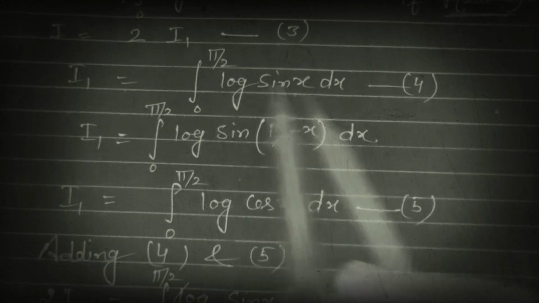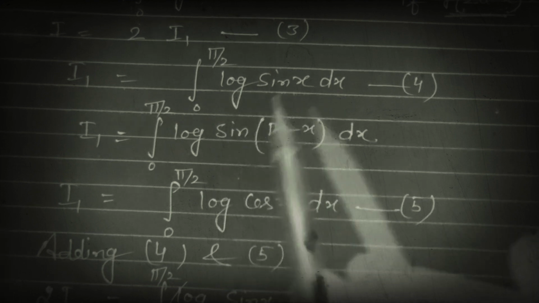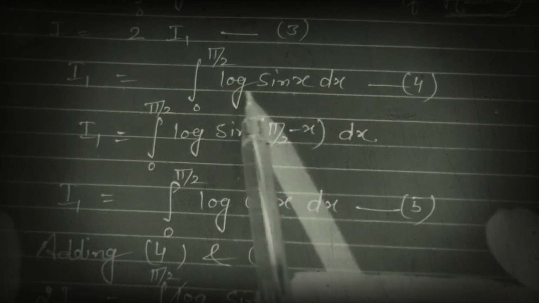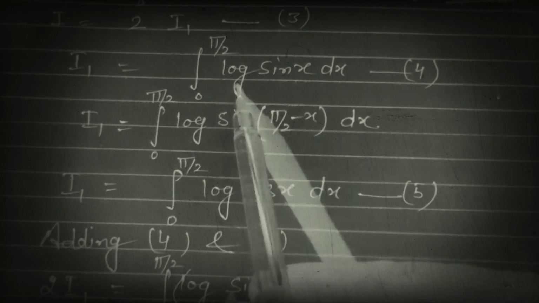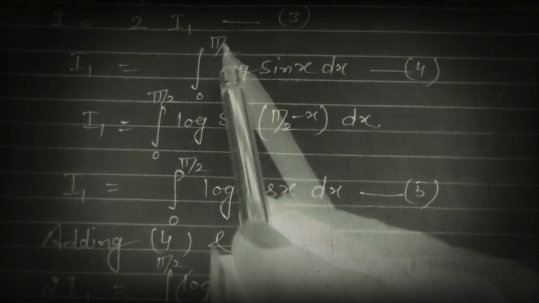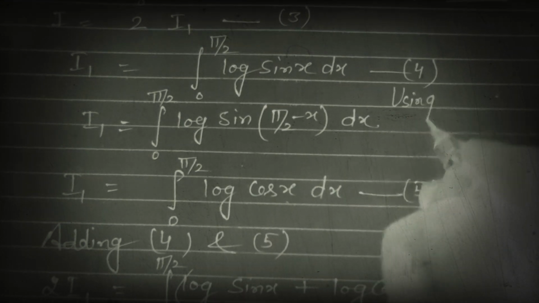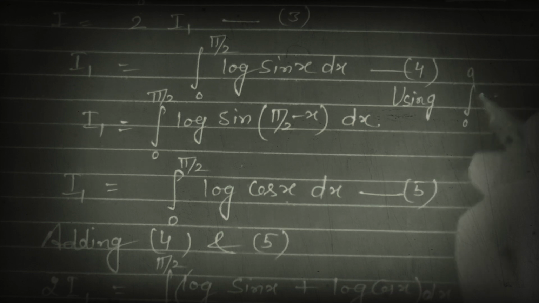Log of sin x, limit is 0 to pi by 2. This is same as the example. The example is given in your book. Same example, we will solve it. Log of sin x dx, if the limit is 0 to a, we will use one property here. Same property, integration of f(x) dx.